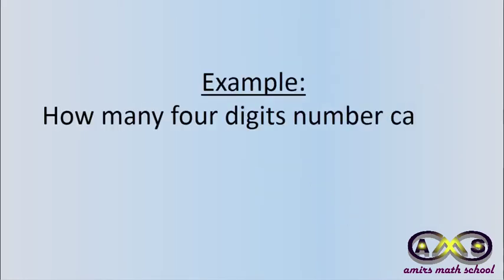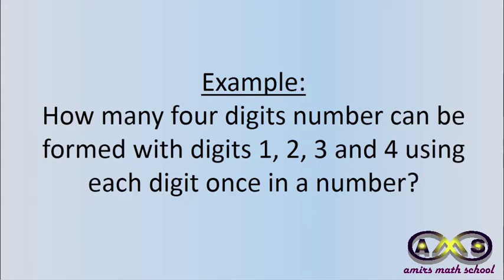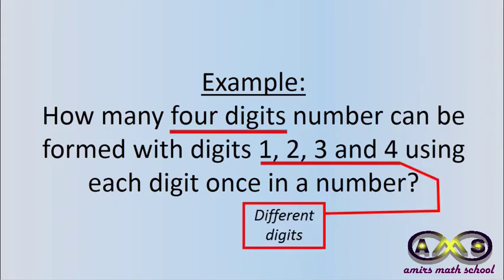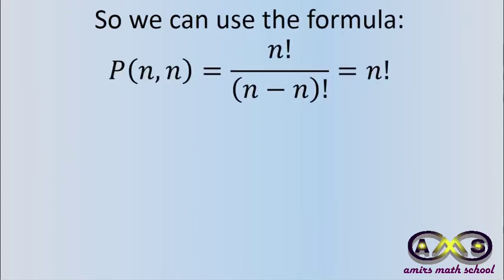Example: how many four-digit numbers can be formed with the digits 1, 2, 3, and 4 using each digit once in a number? So here we have four digits, that is 1, 2, 3, and 4, and we have to form a four-digit number. To form a number, we have to arrange the digits, and in arrangement, the order matters. Here, 1, 2, 3, and 4 are all different digits, so we can use the formula n factorial. Also, we have to use each digit once in a number, so repetition is not allowed. So we can use the formula nPn, that is n factorial divided by n minus n factorial, which is equal to n factorial.